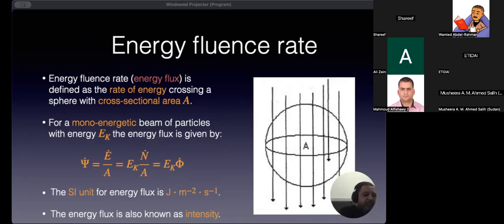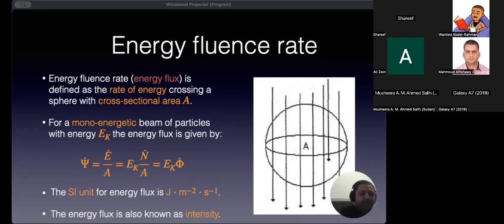Now this has a special name. When we talk about the energy flux, we call it the intensity of the beam. So whenever you hear the beam intensity, it's not really talking about the number of particles, it's talking about the energy that is going through a specific cross-sectional area. So intensity is the rate of energy crossing that cross-sectional area.